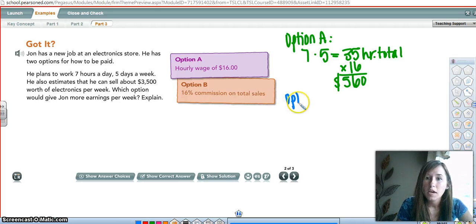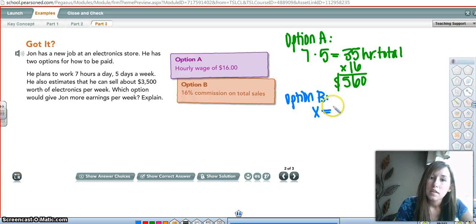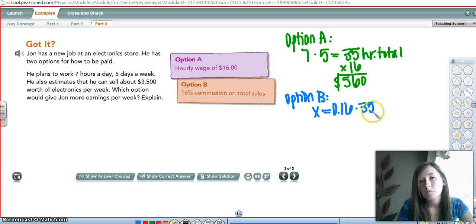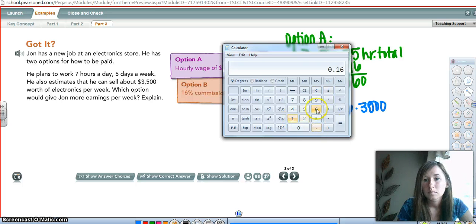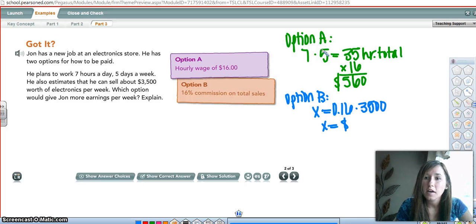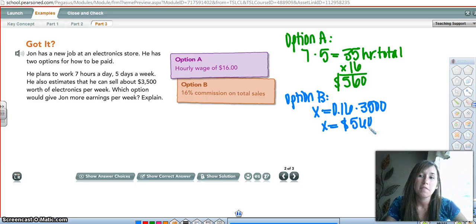Option B, he could choose commission. Commission would be a part of the money he sells. The percent would be 16, and the whole would be the total amount he sells for the whole week, which is $3,500. $560. If he really expects to sell this much, either option is going to give him the same amount of money. So if he thinks he might sell less sometimes, he might want to go with the hourly rate. If he thinks he can probably sell more than that, he should probably go with the commission.